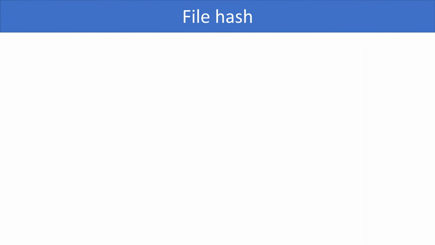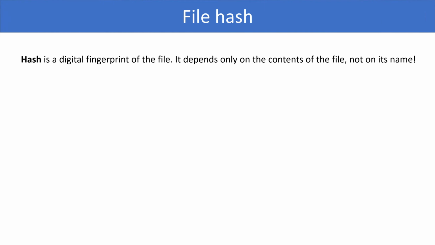As you start the analysis, it's crucial to compute the file's hash first. It's a kind of unique digital fingerprint of the file, composed of a specific sequence of digits and letters. Keep in mind that the hash is independent of the file name and only depends on its content. So, what does the hash give us?